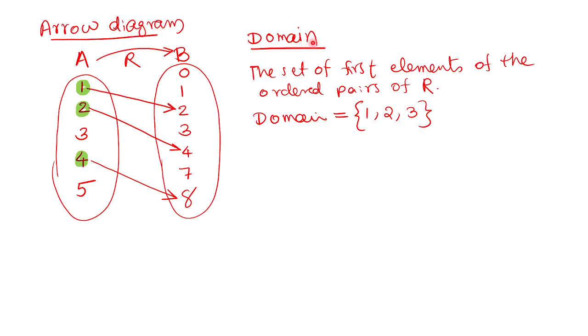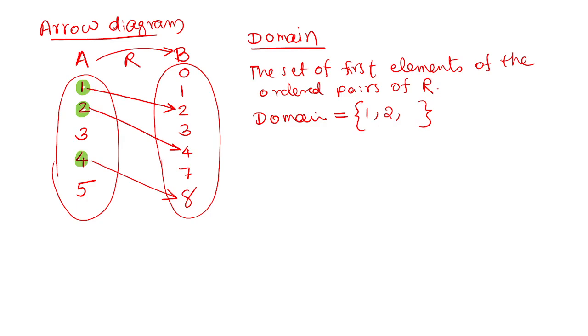The domain is the easiest thing to understand. The domain is actually a set. Domain is what? It is a set of elements from which the arrow starts. Look at this arrow diagram. The arrows start from 1, 2 and 4. Is it correct? You agree with me? Yes, sir. So just write it as a set.